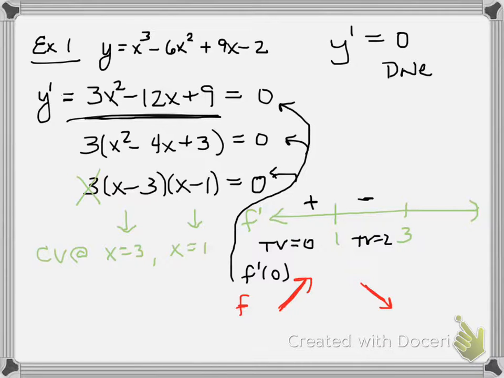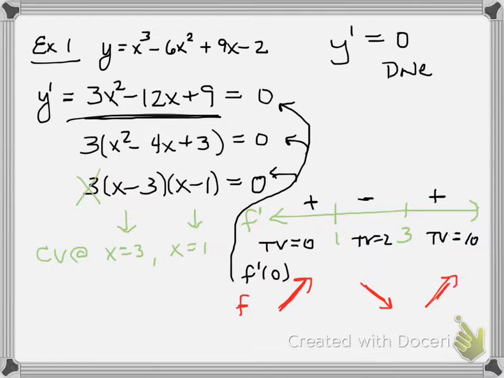And then if I picked, let's say, a test value like 10 out here in this interval and plugged it back into the derivative, what you're going to find out is that you actually wind up getting a positive again. So therefore, the function now is going up.